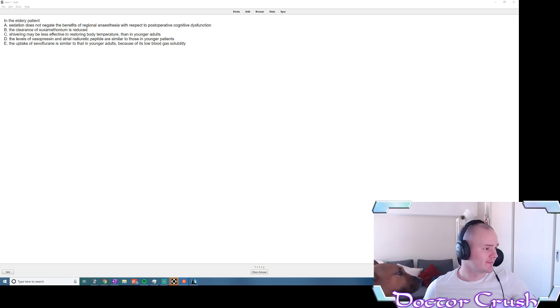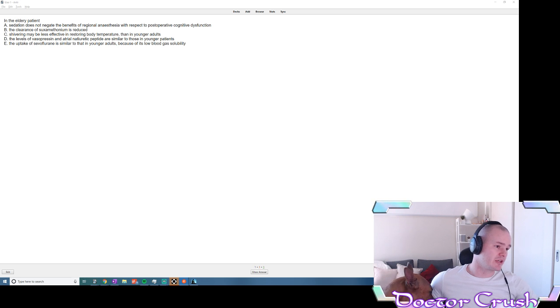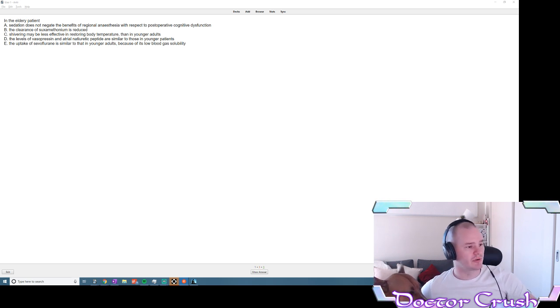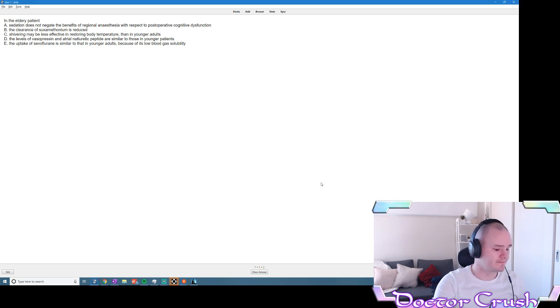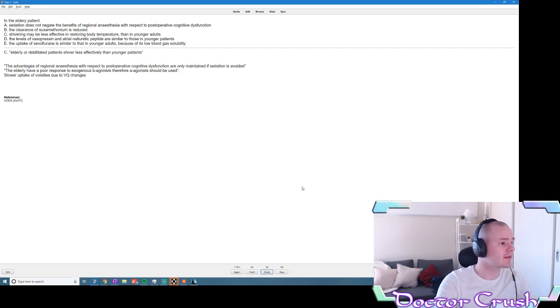The elderly patient. Sedation does not negate the benefits of regional anesthesia with respect to. Clearance of succinylcholine is reduced. Shivering may be less effective in restoring body temperature than in young adults. Vasopressin and ANP are similar to those in younger adults. The uptake of sevoflurane is similar to that in adults because of its low blood solubility. I think it's shivering is less effective. Yep.